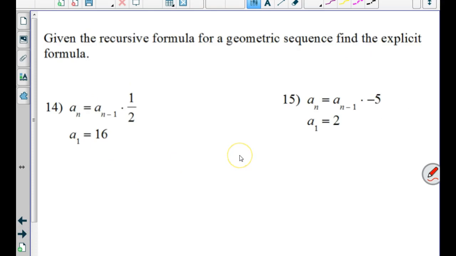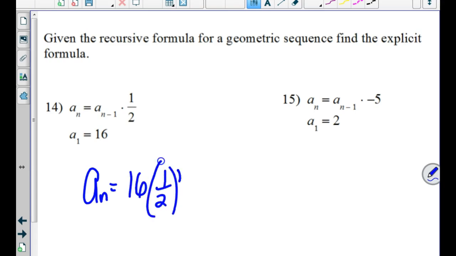All right. Given the recursive, find the explicit. Go ahead, Kayvon. Okay. Can I skip 15? Just make sure you're using the parentheses, okay? Just always use the parentheses around R and you'll be safe.